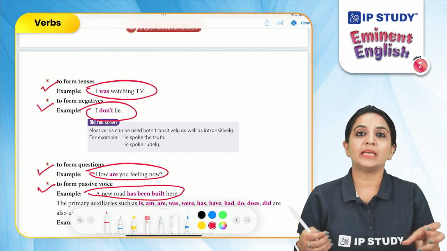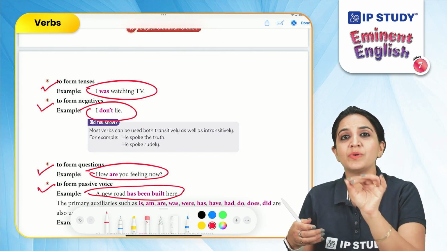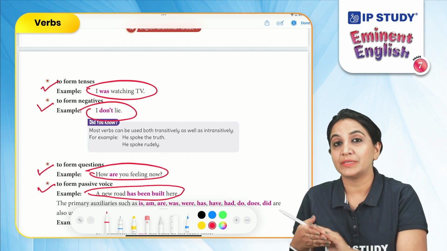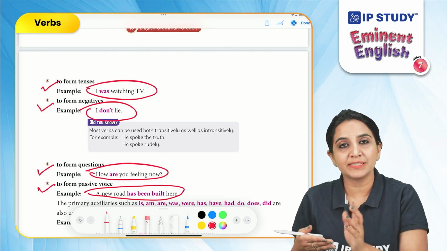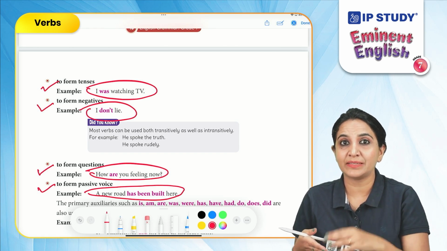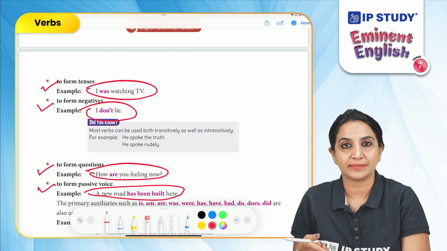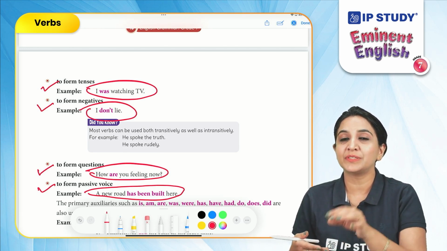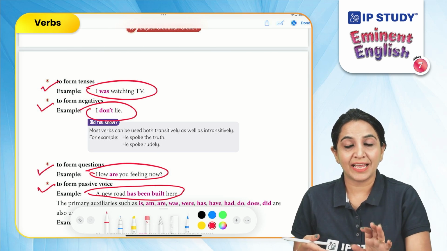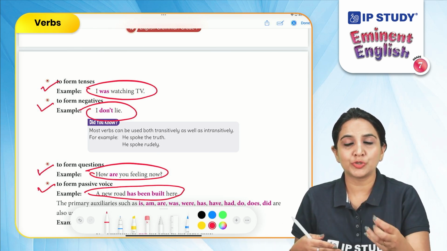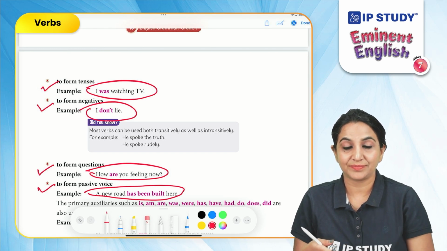Hence, we used the auxiliary verb to form a sentence with the main verb. The main verb in the sentence is watching. What point in time? Was watching, that means it is a past tense. I am watching, that means it is a present tense. So, auxiliary verbs are used to form tenses. They are helping the main verbs to show at what point in time the action is being done.